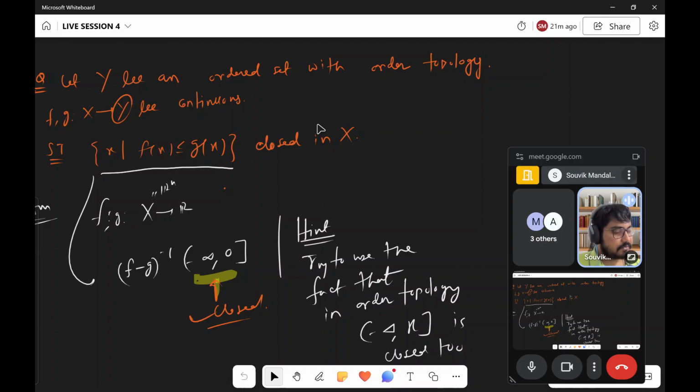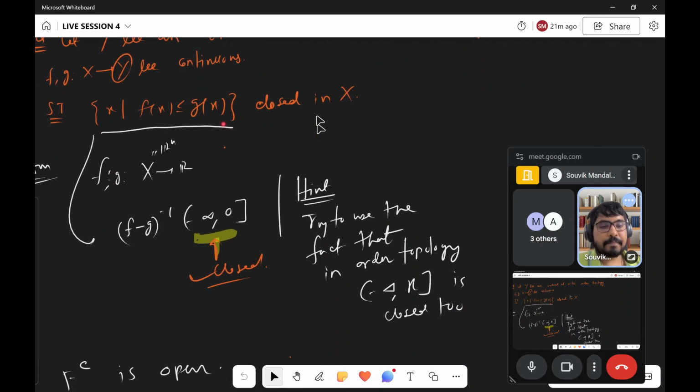The problem reads as follows. Suppose Y is an ordered set with the ordered topology, and G is a continuous map from X to Y. We need to show that the set of all x such that f(x) is less than or equal to g(x) is closed. So the solution is very simple. You need to consider its complement, and you need to prove that its complement is open.